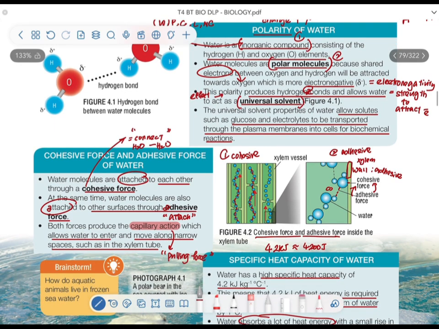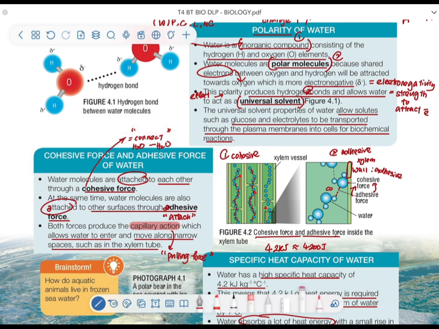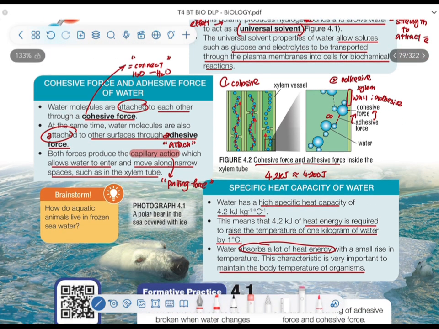So let's conclude. First of all, you need to know what is the polarity of the water and what are the functions, effects or benefits of water due to the polarity. The second thing you need to know is the cohesive force and the adhesive force of water, and the importance of these two forces. Lastly, you need to know what is the specific heat capacity, and generally what is meant by specific heat capacity. So that's all for me, and I will see you in the next video.